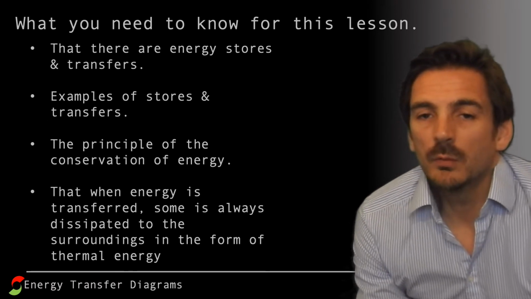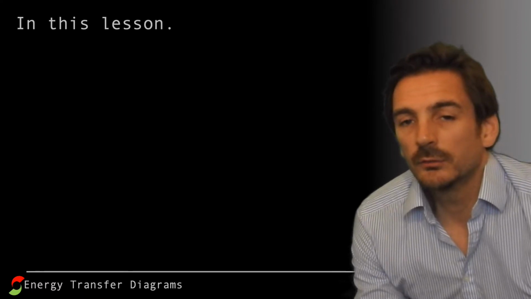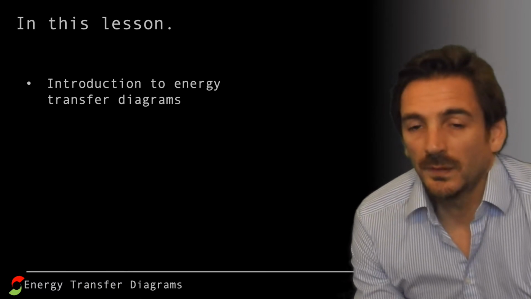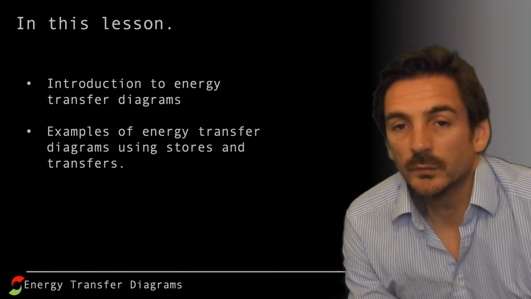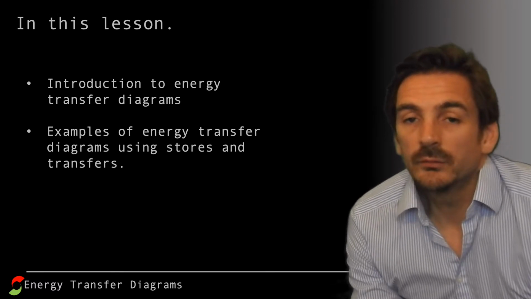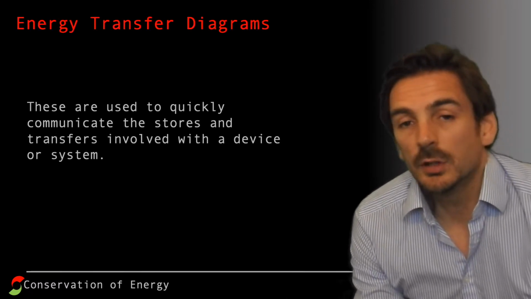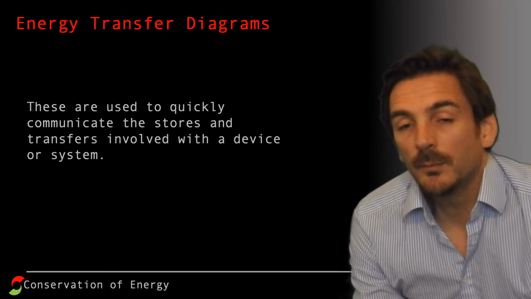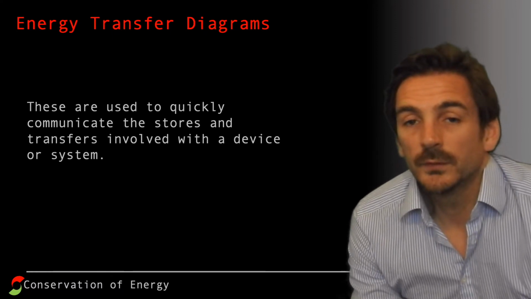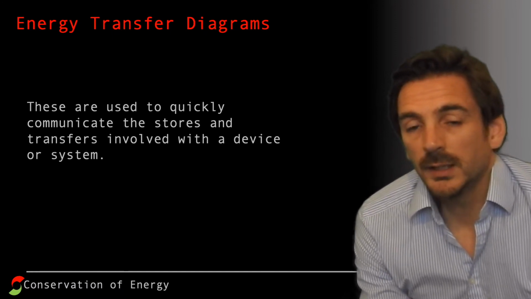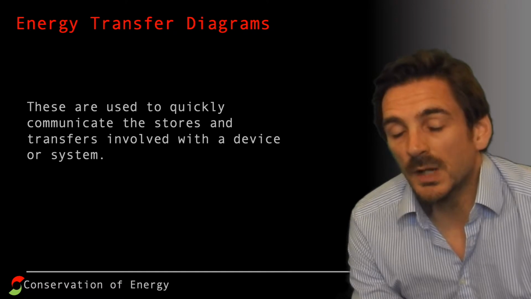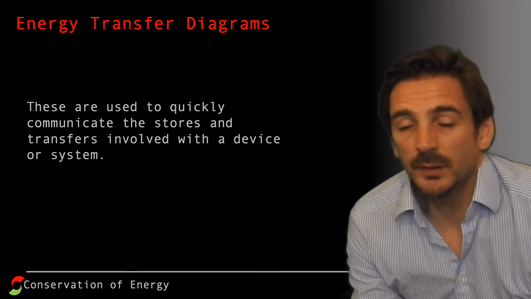So in this lesson we're going to be looking at a general introduction to the shape of these energy transfer diagrams, and there's no better way of doing that than looking at a few basic examples for you to get started with. Why use them? Well, we use them basically because they're a nice visual aid for people to see what's happening in a system when there are energy stores and transfers involved. Rather than just looking at lots of words, we can see visually what's happening between all the different types of energy stores and transfers.